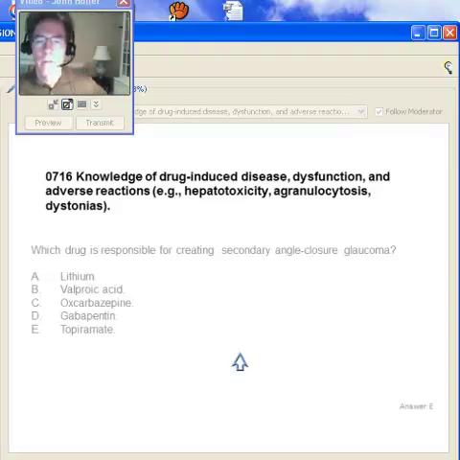Knowledge of drug-induced disease, dysfunction, and adverse reactions. So it's with hepatotoxicity, agranulocytosis, and dystonia; too much water means fatigue. Yeah. Which drug is responsible for creating secondary angle closure glaucoma? Which one are you going to pick? Topiramate.